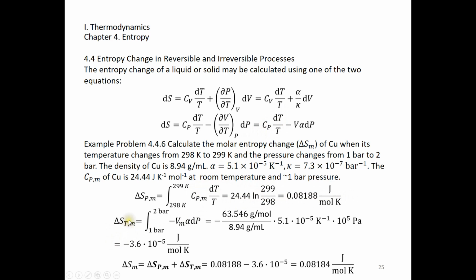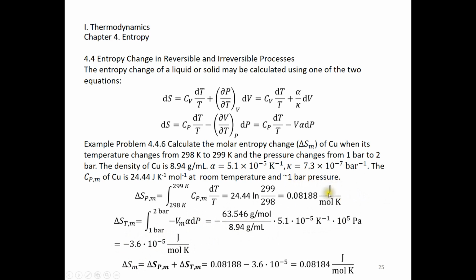Now over here, what if temperature is held constant? Then we need this second term, negative V alpha dP. So we plug it in here. Again, these two just differ by the number of moles. And what's the molar volume? It's this one. Molar volume is just molar mass over density. And then you have alpha over here, and then you have pressure change over there. We get this one.